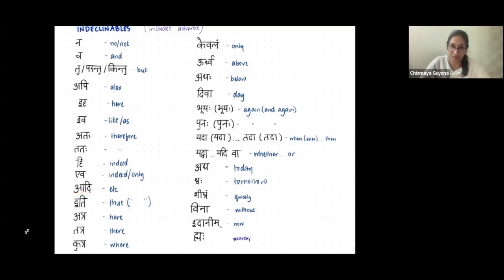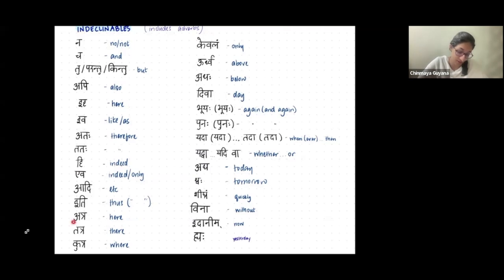Adi means etc. You'll hear sometimes when you're doing bhashya, ityadi, iti adi, like that. Iti is also an indeclinable. It means thus, or it's used when you're putting things in quotations. Sanskrit doesn't have quotation marks. You put a phrase and then you write iti, and iti means the thing that just came before is in quotations.